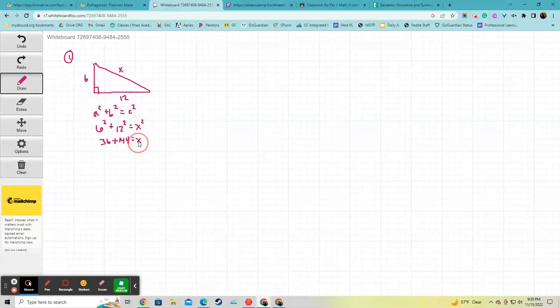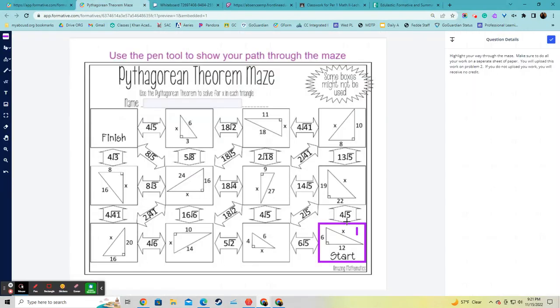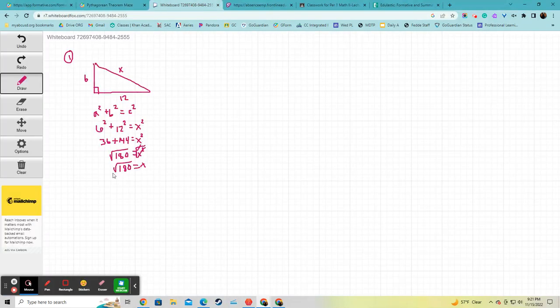You guys have gotten pretty good at this, so I don't expect there to be too many problems right here. When you add these up, you get 180 is equal to x squared. Now, to get rid of that square, we're going to go ahead and square root both sides. Remember that these are canceling, you're going to get x is equal to the square root of 180. Now, if I look at my answers, I don't see anything that looks like that, right? So what that means is I need to simplify that square root of 180.